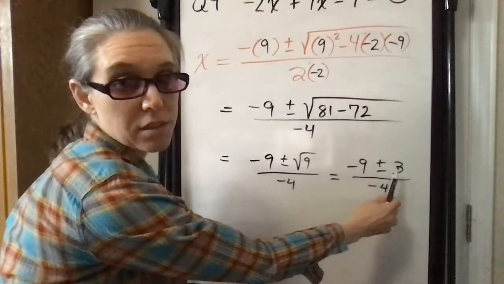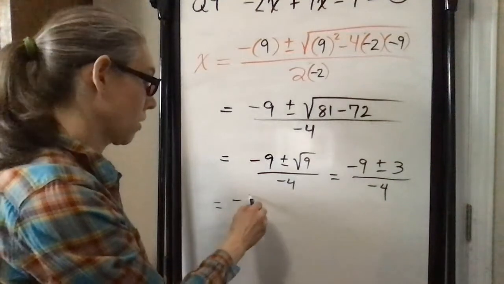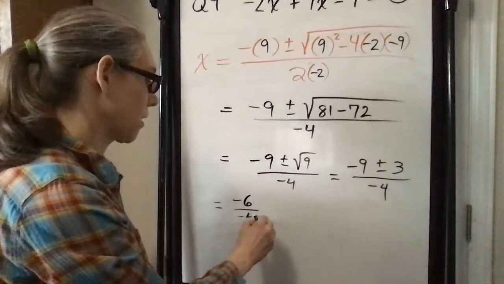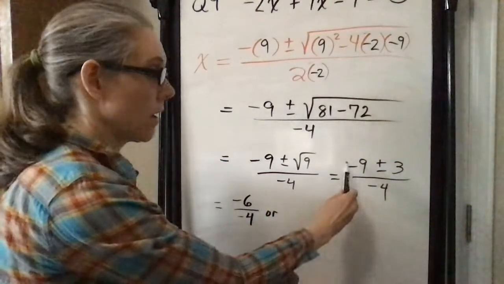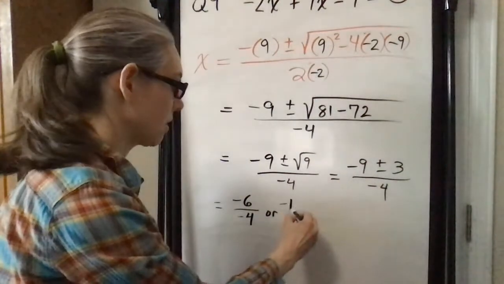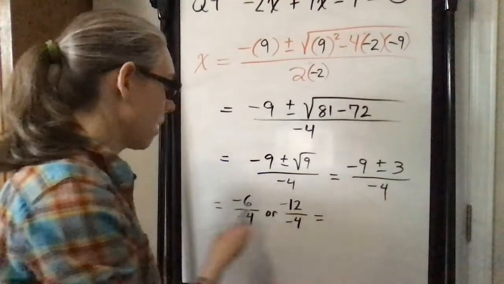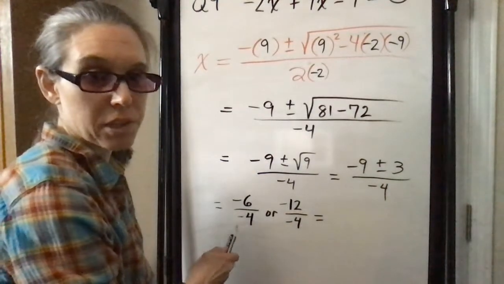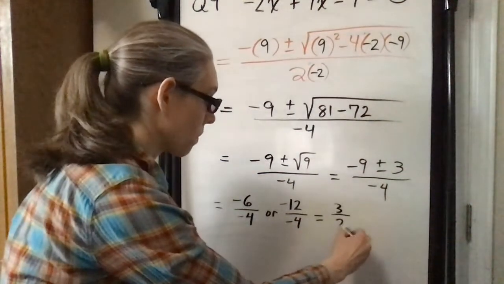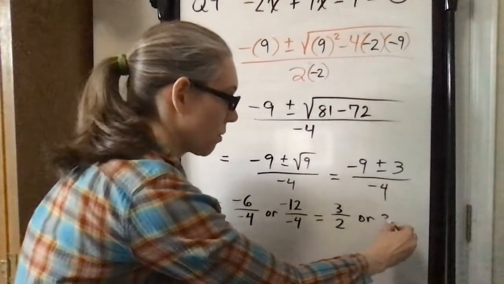Negative 9 plus 3 is negative 6. So that would be a negative 6 over negative 4. Negative 9 minus 3 is negative 12. So that's negative 12 over negative 4. Negative 6 over negative 4 reduces to 3/2. And negative 12 over negative 4 is positive 3.